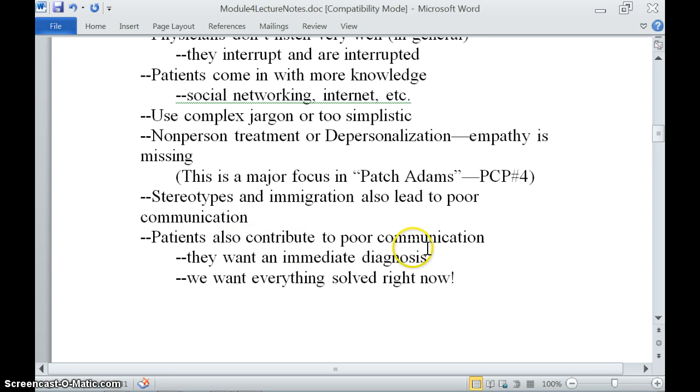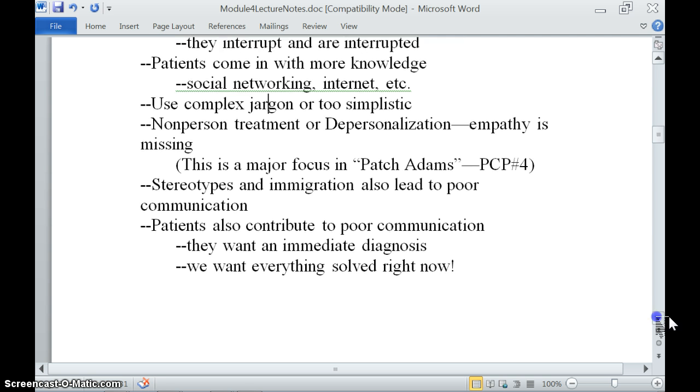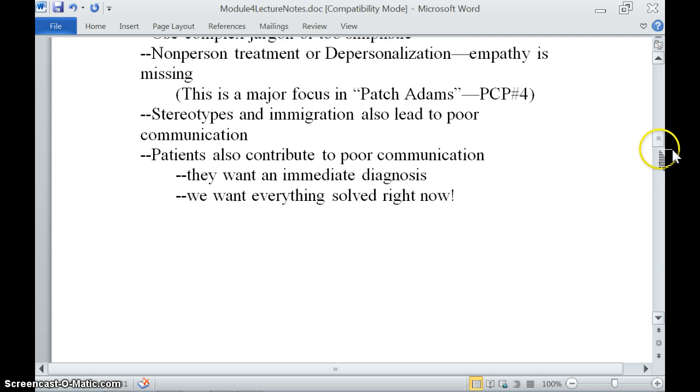Also, patients can contribute to poor communication. Typically, patients come in, there's something wrong, they want an immediate diagnosis, right? Like right now, they want everything solved, whereas a healthcare professional or a physician needs to take a step back, be thorough, and take their time to ultimately come to a diagnosis. And let's face it, some of these conditions, especially like cancers or autoimmune conditions, are difficult to diagnose. So it's not easy. And if you've got a lot of these communication problems going on, it gets even more challenging to figure out ultimately what might be the diagnosis and treatment.